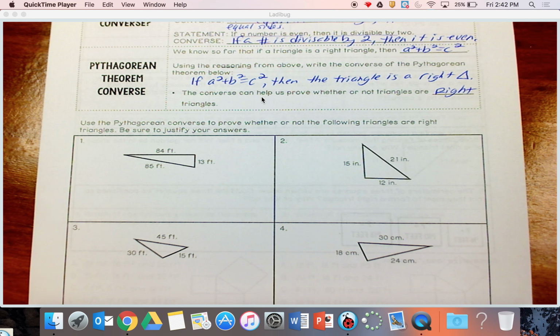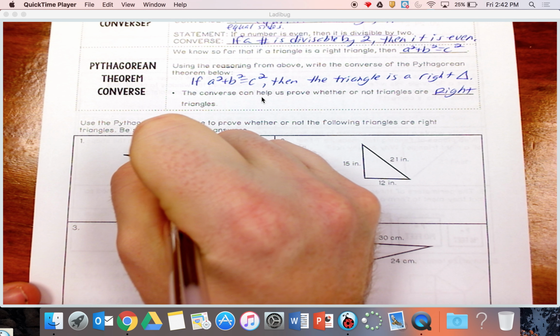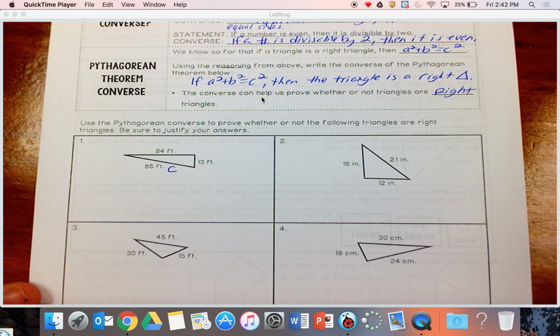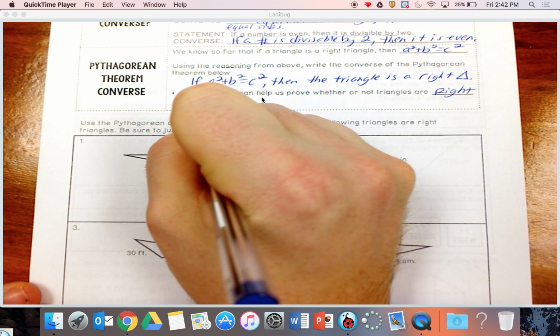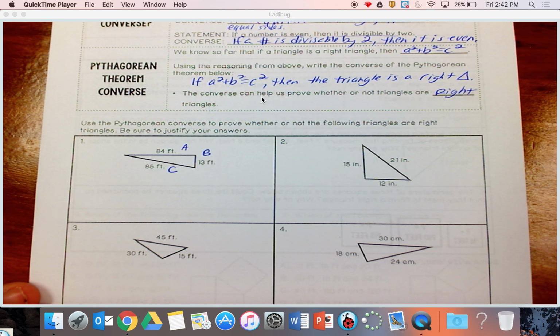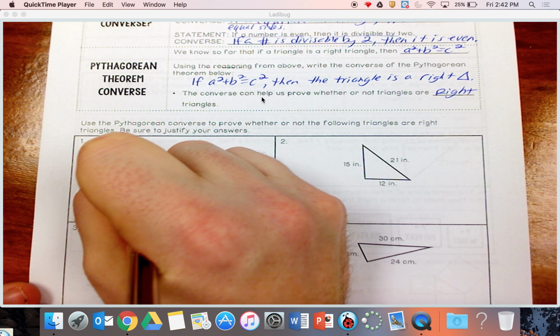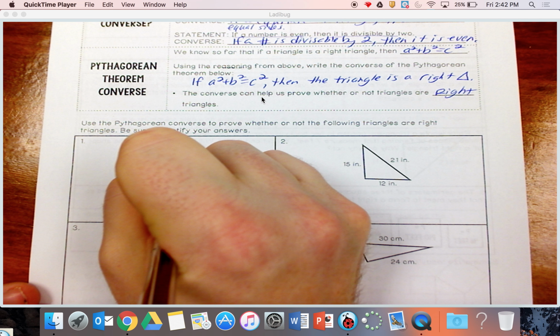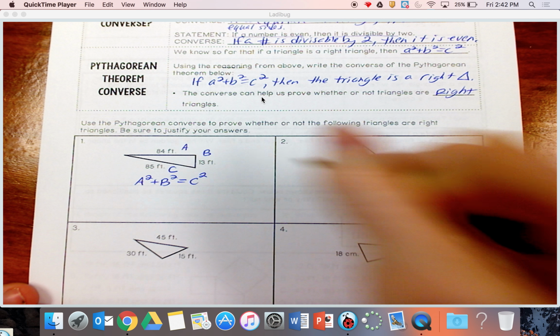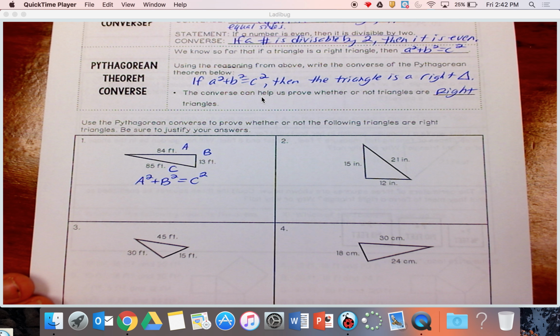So here's my first triangle. It looks like it's a right triangle, but let's see if it is. We don't know for sure. The first thing I want to do is label my sides. I'm going to say that's my hypotenuse because it's the longest side. These are my legs. So I'm ready to set this up, and I'm going to see if a squared plus b squared is equal to c squared.